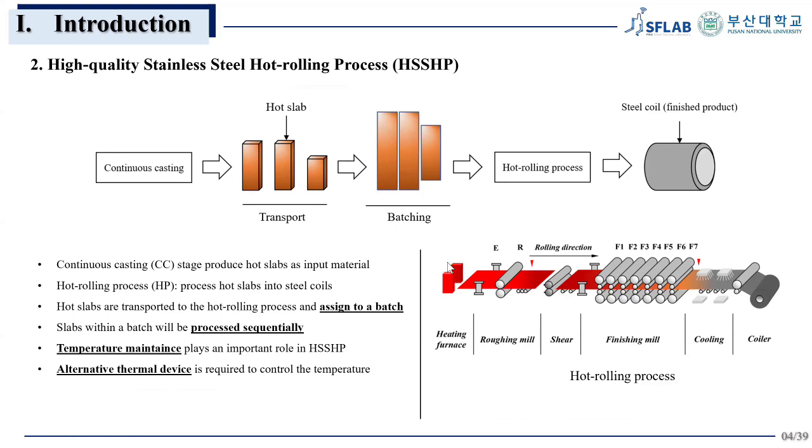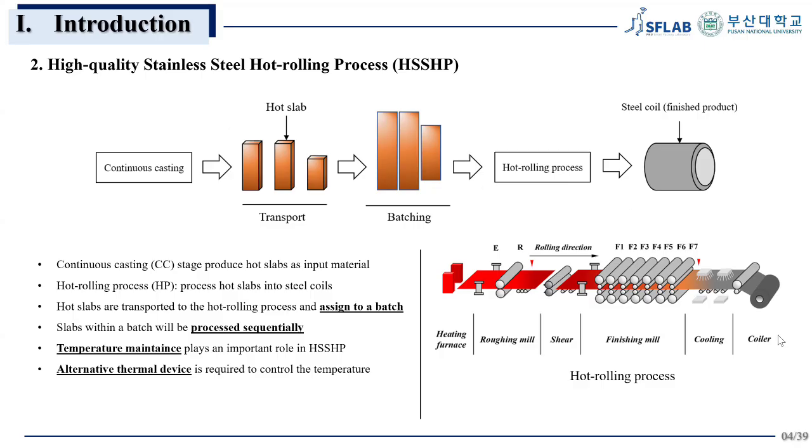This is the illustration of the general workflow of the hot rolling process. The continuous casting stage is responsible for producing hot slabs, which are hard steel bars. They vary in size and can be used to manufacture different types of products. The hot slabs will be transported to the hot rolling process, but before input into the process, they will be assigned to a batch, and their processing sequence will depend on the position of the hot slab in the batch. The output of the hot rolling process is the finished product, which is the steel coil.